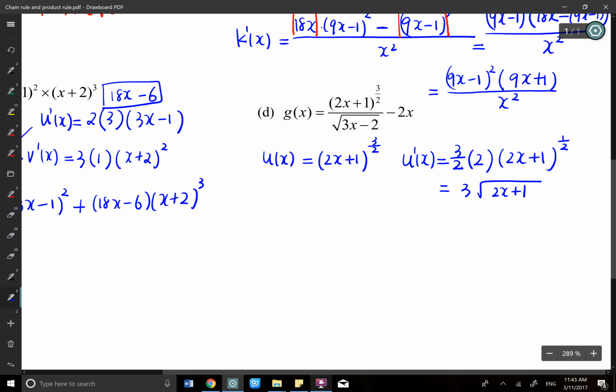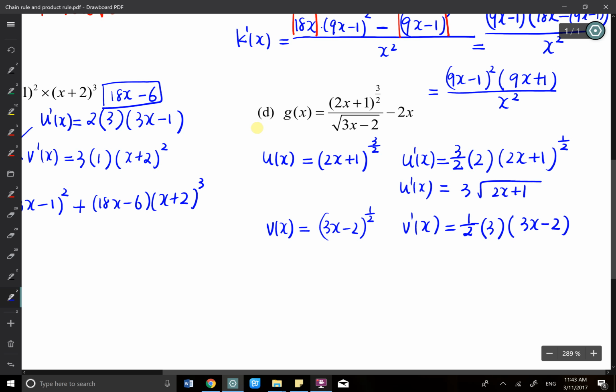And then if you think about v(x), v(x) is (3x - 2) to the power of a half. So v'(x) will be a half times 3, derive the inside, and then reduce the power by 1. If you simplify that one, that will be 3 over 2 square root (3x - 2).